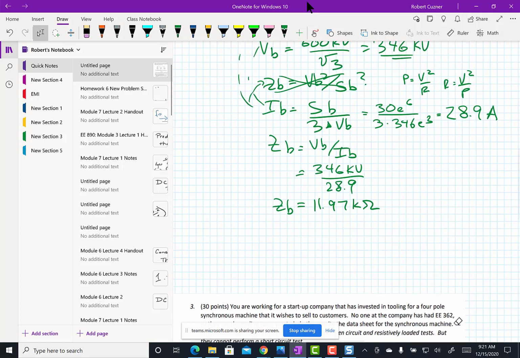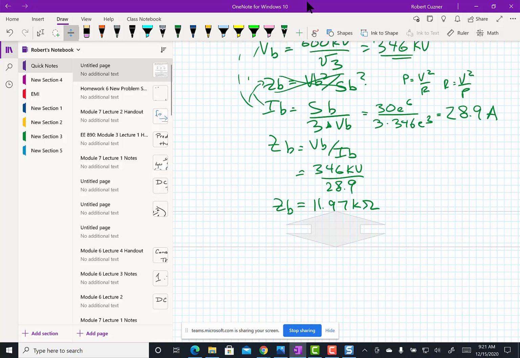Now, what are you going to do with this base? Well, you have a line to neutral circuit. This is the one part of the problem where you have to use the line to neutral circuit.